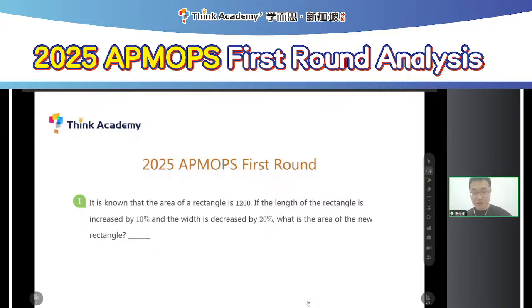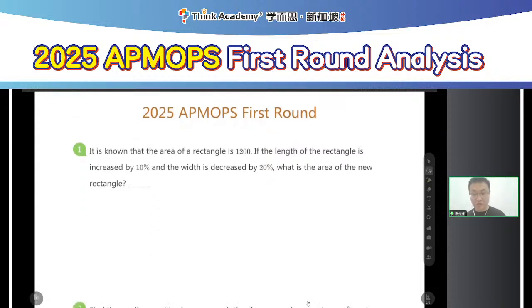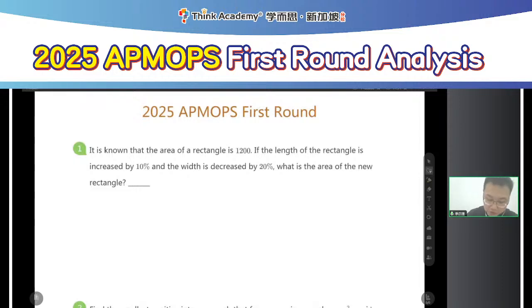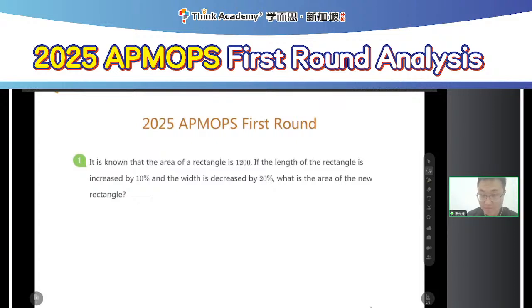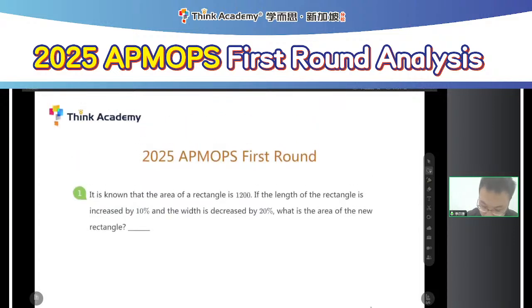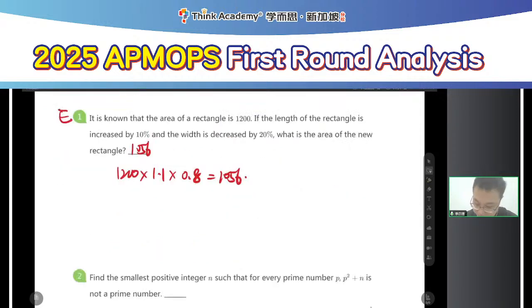So let's check the questions, and because we have 30 questions to go, we may go faster than the RMO ones. So the first question, right? This is an easy one. So just the 1200, right? The length increased by 10%, and the width decreased by 20%. So now the answer should be 1056, right? The first question is easy.